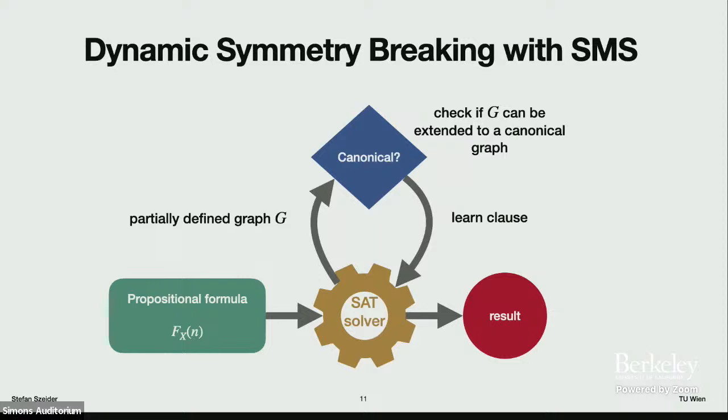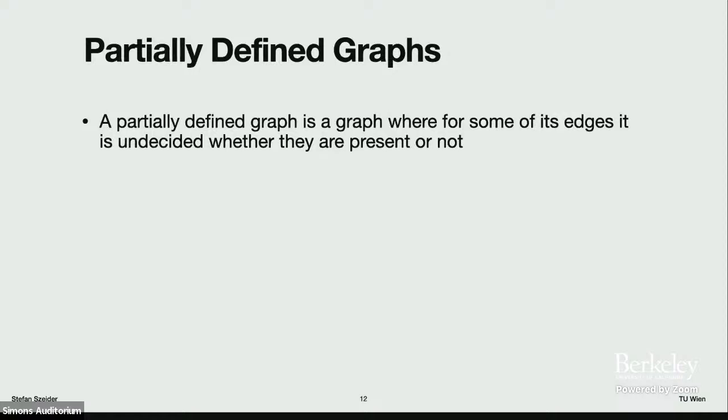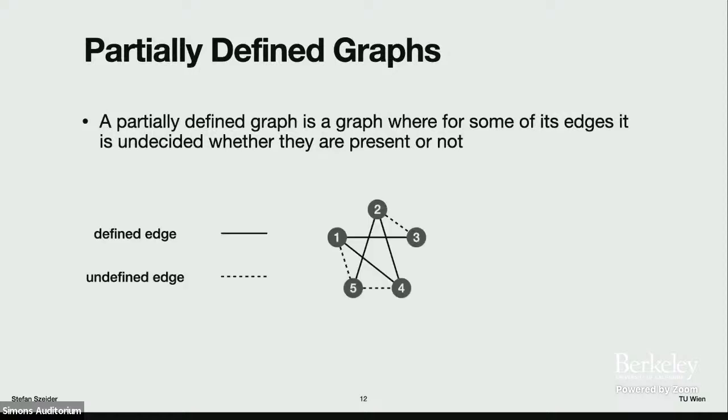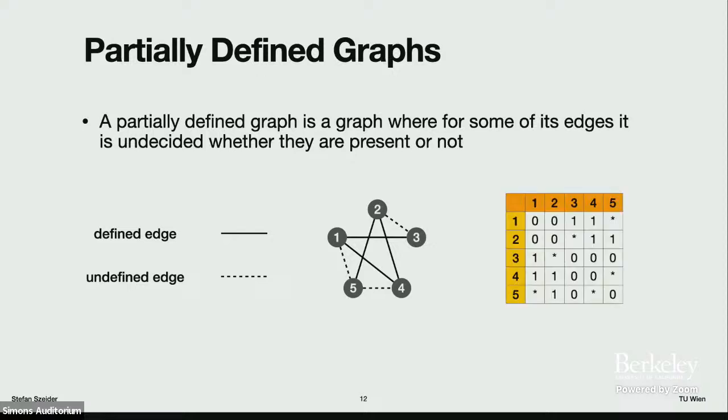Now, this works basically like this, but how to do this exactly, it's not so straightforward. Here, a little bit more on partially defined graphs. We can draw it this way, that this dotted edge is an edge where we don't know whether it's there or not. And the adjacency matrix is also very natural, in that we now have a third symbol. We put a star at these places where we don't know whether the edge exists or not.